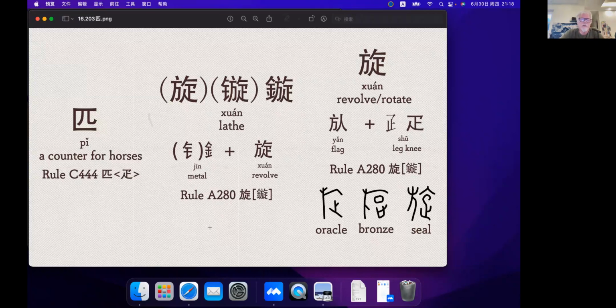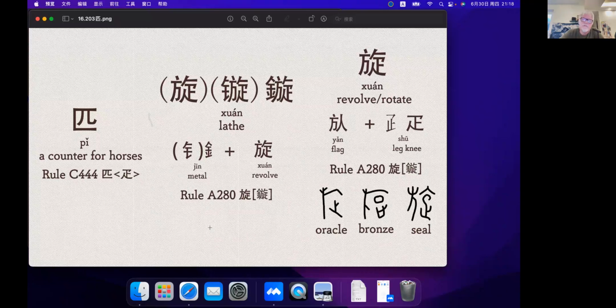Now there's a character xuan in the simplified characters. It consists of the shu and a combination yan. Okay, over on the right-hand side, we'll look at the right-hand character first, xuan. It means to revolve. And it consists of the character yan.